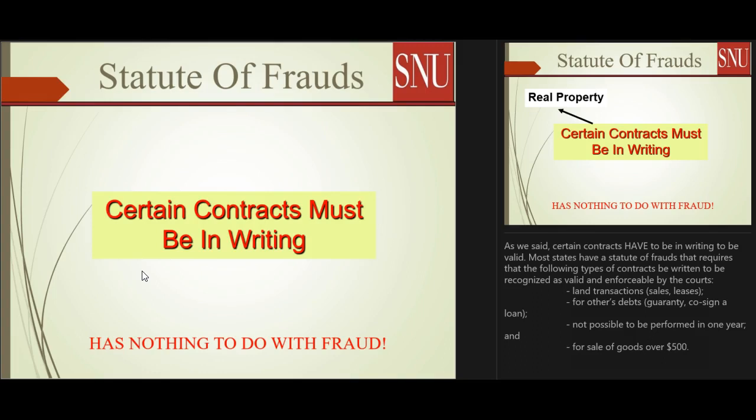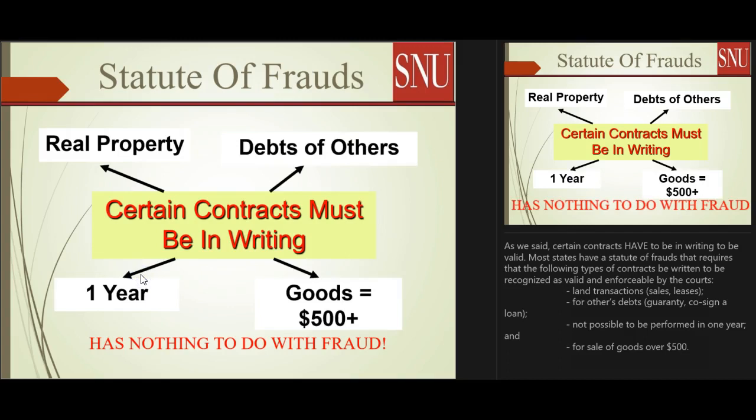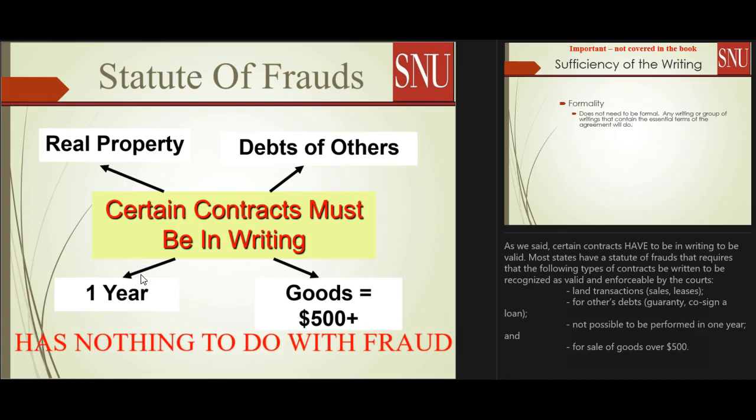One thing that I want to talk about, and we did discuss, is a contract that is unenforceable, and one type of unenforceable contract is a contract that is supposed to be in writing, but it is not. It's an oral contract. Everything else about that contract could be exactly what's needed to form a contract, so it would be an enforceable contract, but for the fact that it must be in writing, the court will not enforce it. And so that deals with real property, debts of others, contracts that take over a year to complete, and goods or services for over $500. It has nothing to do with fraud.